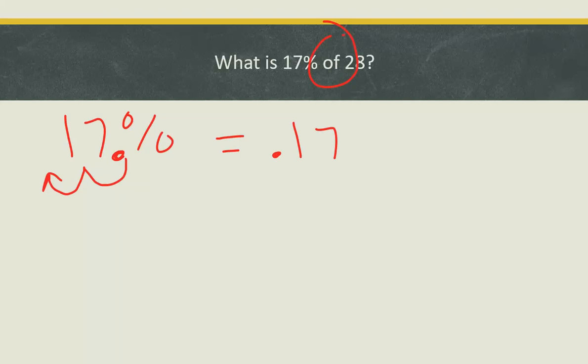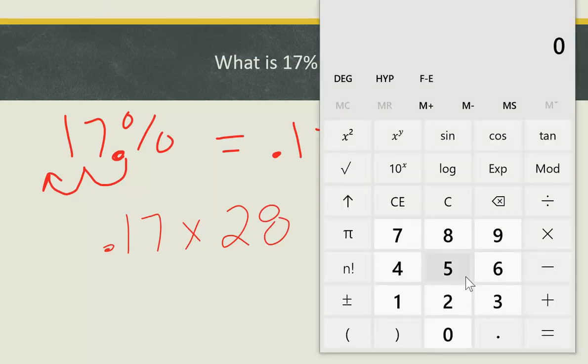Then we look at the keyword of. Of means multiply. We'll take our decimal, 0.17, of, or times, 28. Grab out your calculator. 0.17 times 28 equals 4.76. So 17% of 28 is 4.76.